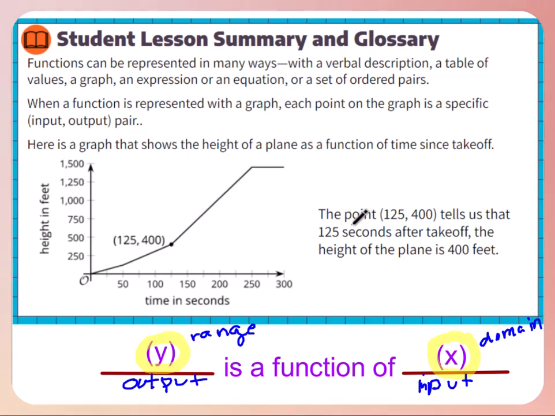All right, now looking at this, again, time is typically our x-axis. So what does (125, 400) mean? 125 is going to be the time in seconds. So 125 seconds after, what are we graphing? A plane at takeoff? 125 seconds after takeoff, the plane is 400 feet.